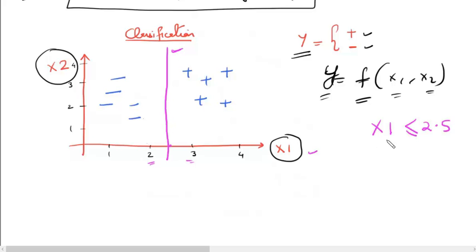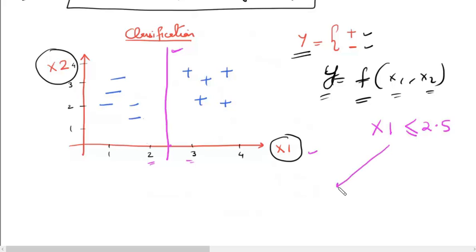We can write it as an inequality, remember, because we have to focus on the points which are on the left and the points which are on the right. So we have to write it as an inequality. So x1 is less than or equal to 2.5. This can have only two results. Either the points can be less than 2.5 or it can be greater than 2.5. So there cannot be three results of this.